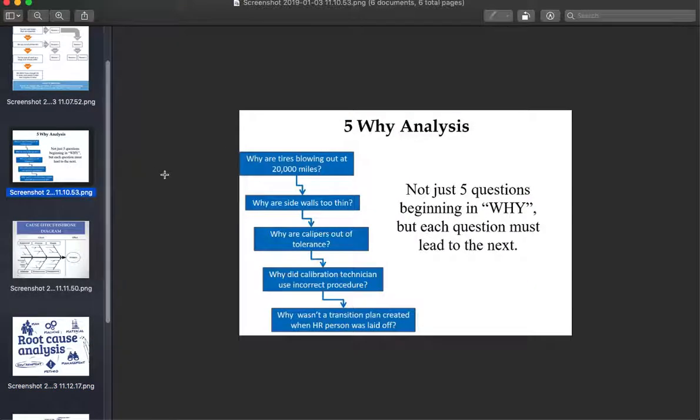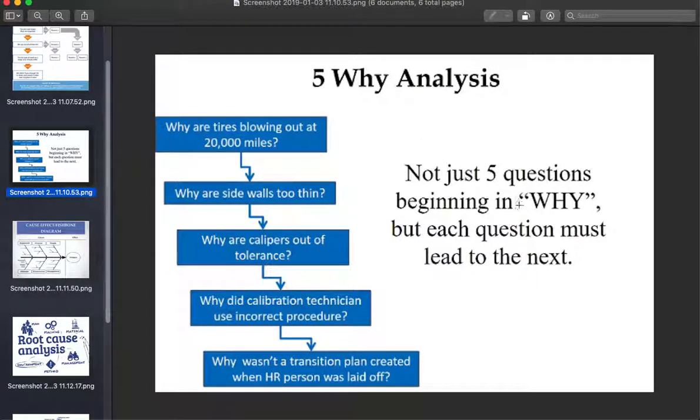This is an example of 5 whys, and this 5 why analysis states that you don't just ask why, but let your why lead to the next question. Tires were blowing out in this example after 20,000 miles. Why are tires blowing out after 20,000 miles? The sidewalls were too thin. Why are the sidewalls too thin? The calipers were worn out of tolerance. Why are the calipers worn out of tolerance? The calibrating technician used incorrect procedures.